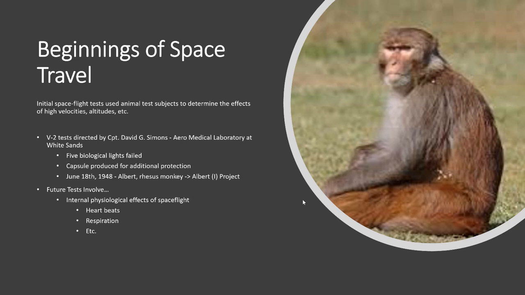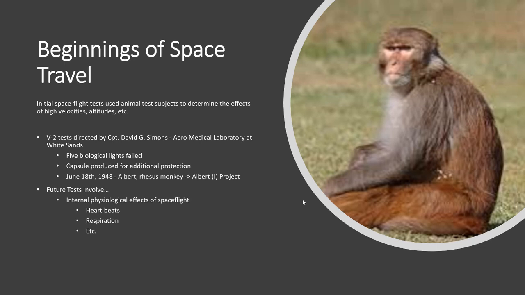One of the first significant animal tests were in 1948. Around the late 1940s, there were these V-2 rocket tests, which were directed by Captain David G. Simons, who was at the Aeromedical Laboratory at White Sands. Under his watch, there were multiple tests.